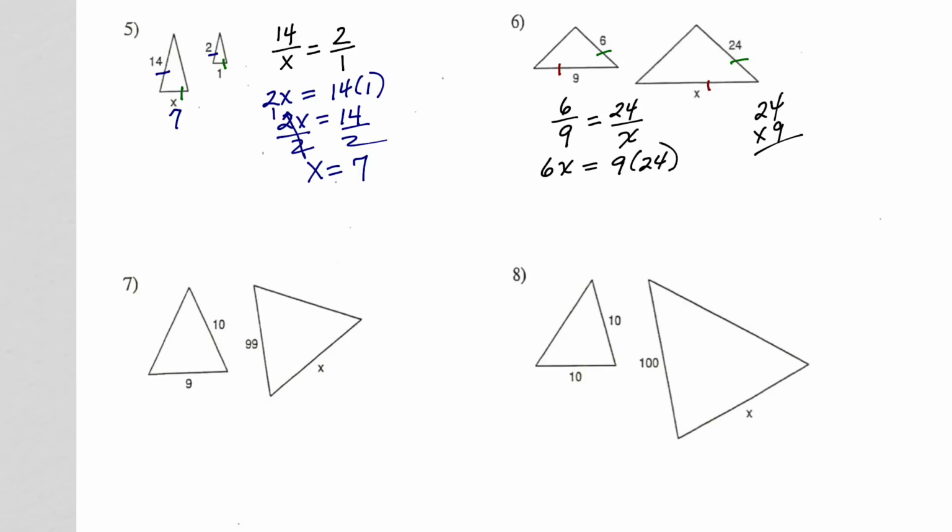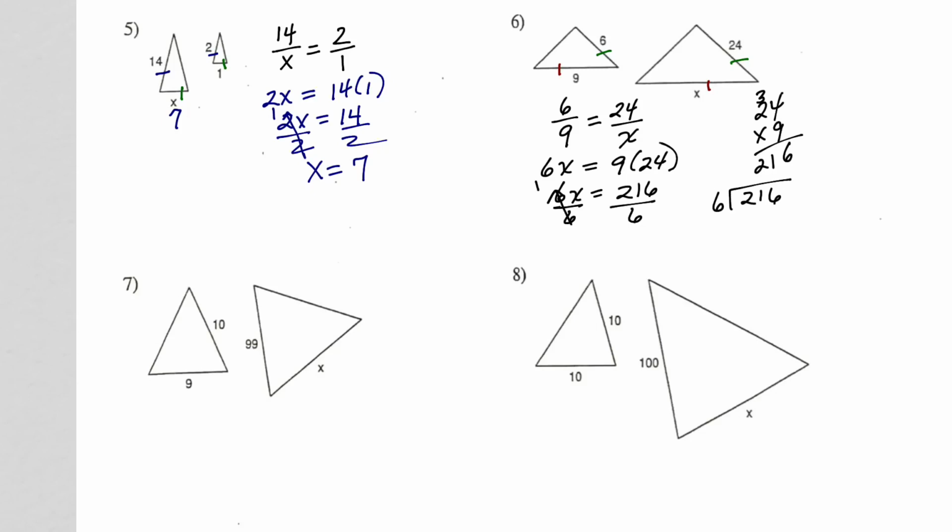So 9 times 4 is 36, carry my 3. 9 times 2 is 18, 19, 20, 21. So that answer is 216. So 6x equals 216. Now, divide both sides by 6 because we want to undo multiply by 6. So this becomes divide 6 on both sides. 6 divided by 6 is 1, and 216 divided by 6.